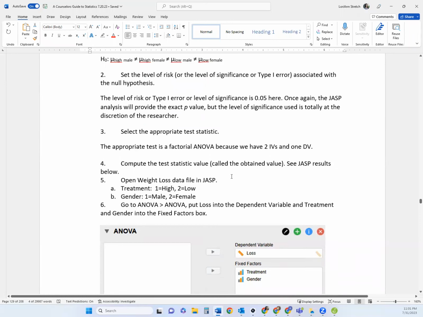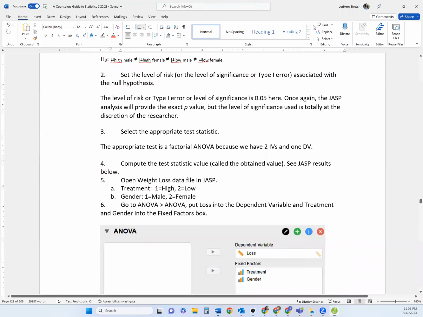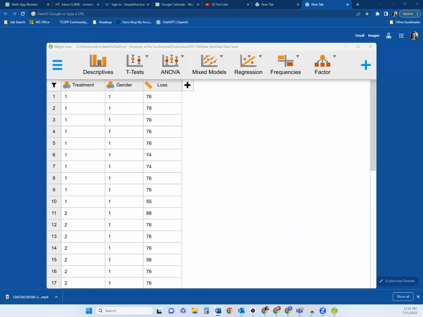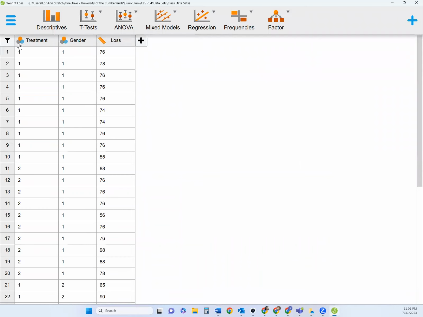So let's open up our weight loss data file. We will need to do some clarifications on our data for treatment. 1 is going to be high impact, 2 low impact, and gender is going to be 1 male and 2 female. So let's take a look at that. Okay, so this is my data set. I have treatment, gender, and loss. Treatment and gender are both listed as nominal, so that's good. And loss is listed as a scaled variable.